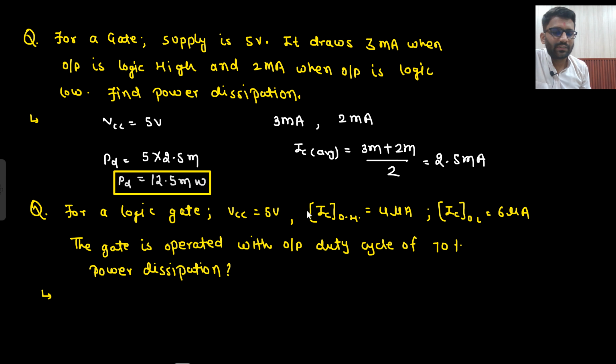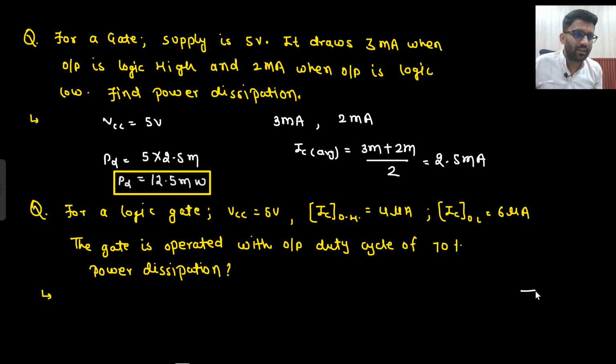For a logic gate, VCC is 5 volt. IC when output high is 4 microampere. IC when output low is 6 microampere. The logic gate is operated with the output duty cycle of 70%. That means for 70% of the time 4 microampere was there, and 30%.